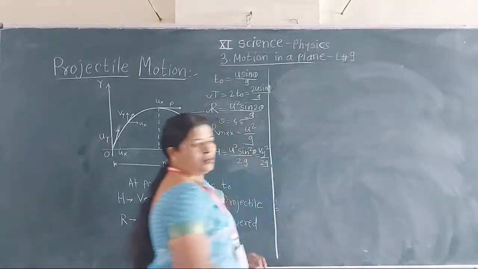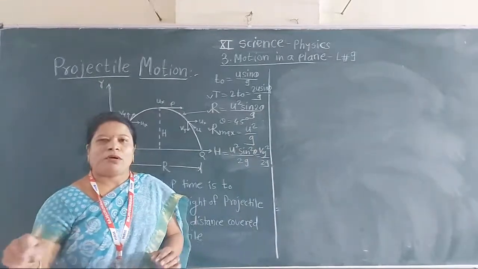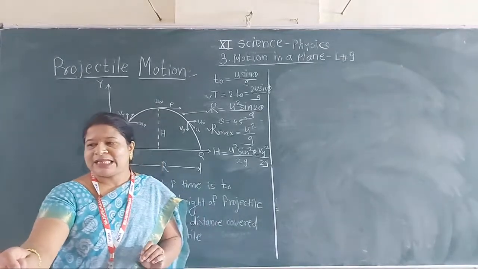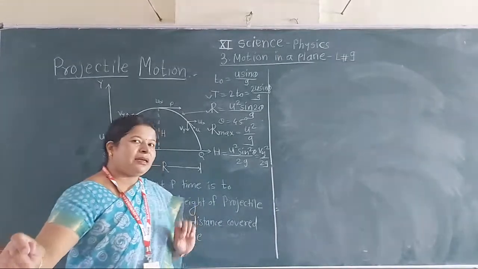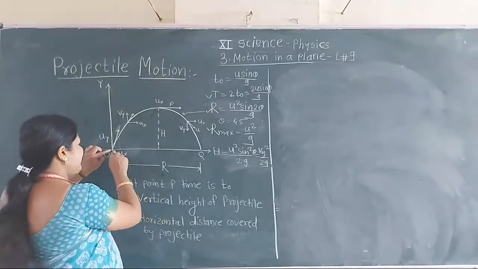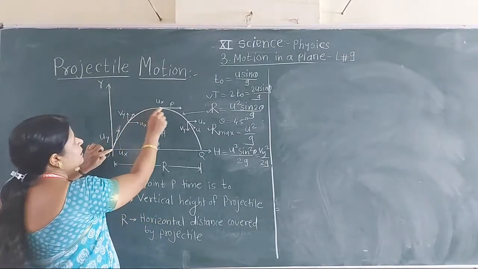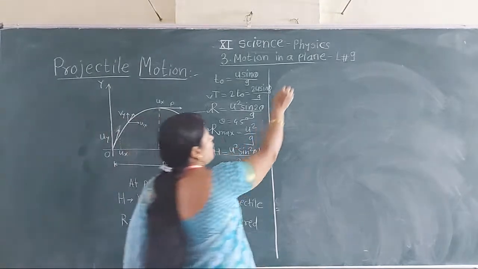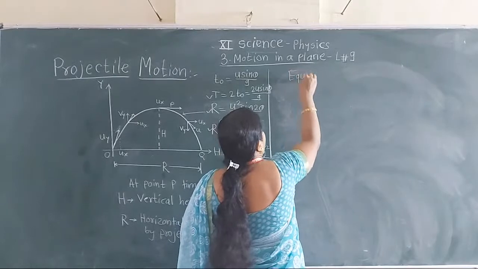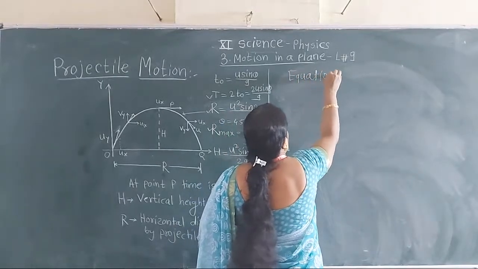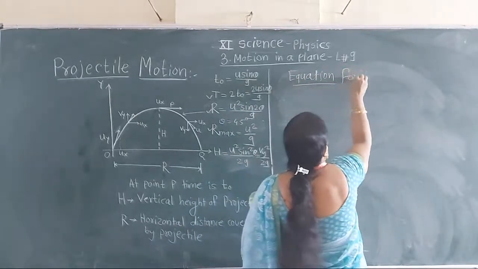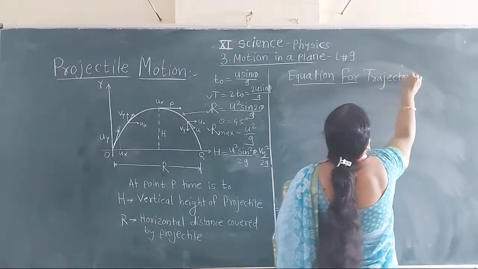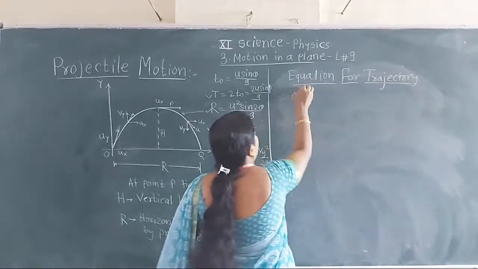Now we have to find out one equation, that is the equation for trajectory of a projectile. Trajectory of a projectile, that means total path covered by that projectile. So the next point is the equation for trajectory of projectile.